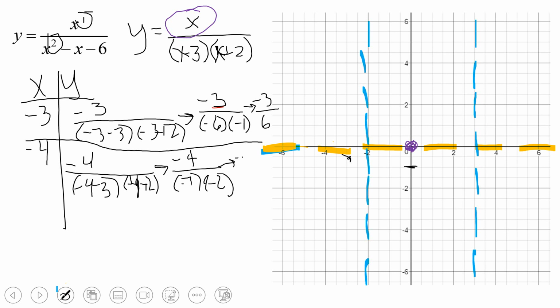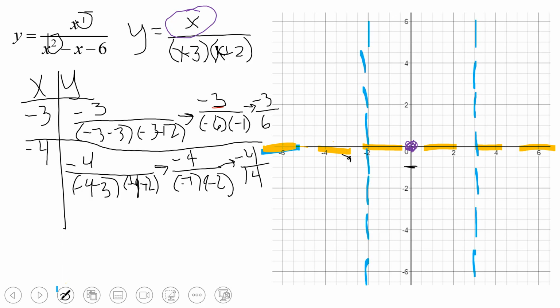So this would be -4 over 14. I need to see what -4 over 14 is. I know that reduces down to -2/7, but what is that approximately equal to? I'm going to grab a calculator really quick. That's approximately, it's really close to 0.3. So just a little under 1/3.